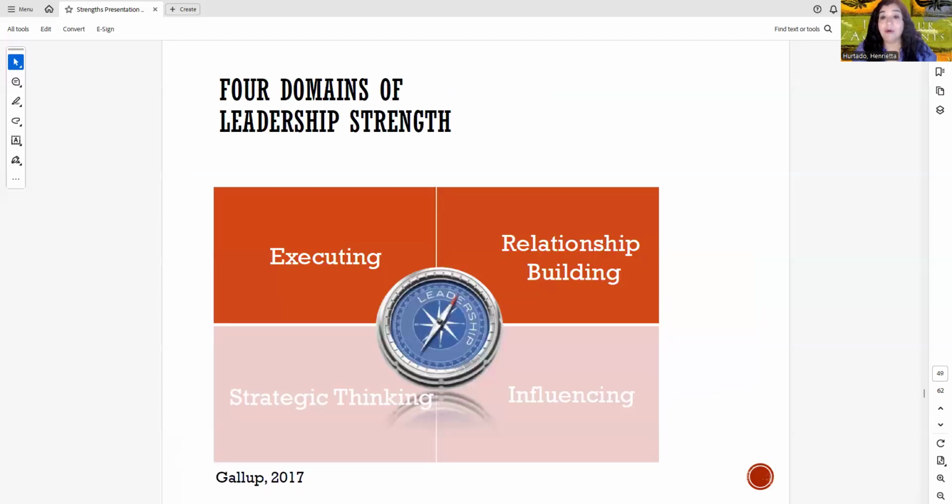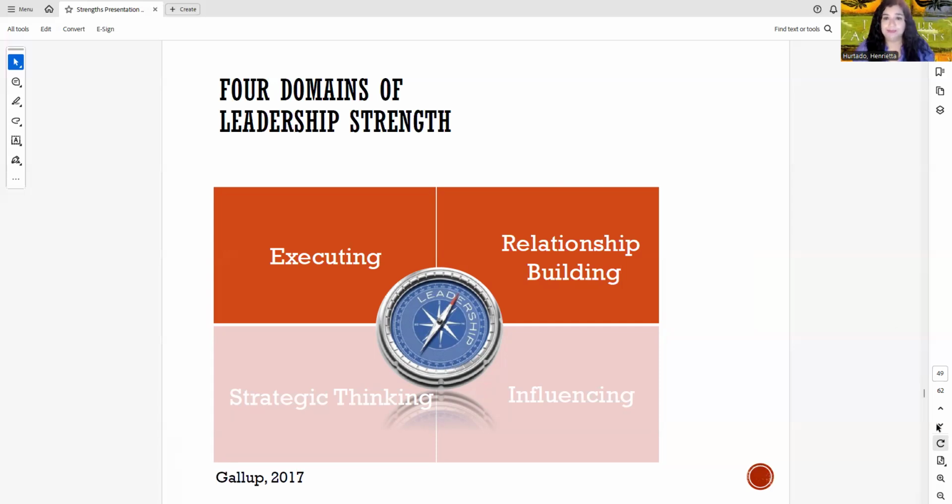There are 4 domains of leadership strength. So your actual signature themes probably are spread throughout these 4 domains of leadership strength, which are executing, relationship building, strategic thinking, and influencing. Or you might have only 2 or 3 of these leadership themes, because of where your top 5 strengths fall.